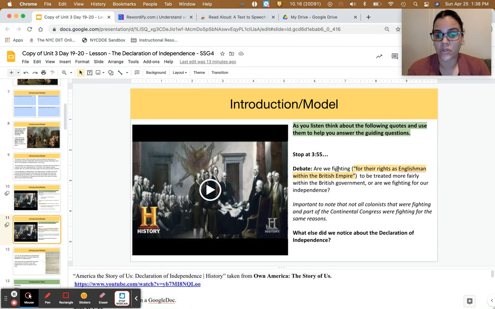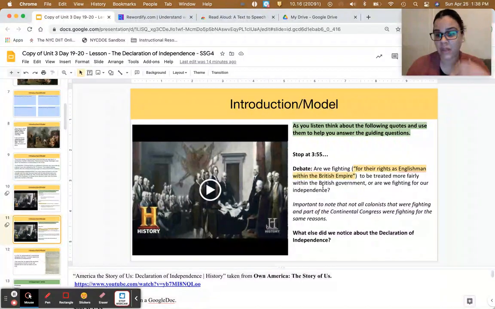It's important to highlight for students that even though these colonists were going to sign this declaration and seek independence, within the group, there were different opinions. Some colonists wanted to fight for the rights of Englishmen within the British Empire. They didn't necessarily want to break away from the British Empire and the king's rule, but they wanted their rights recognized. They wanted more of a say in the laws and the government under British rule. So they wanted equal representation.